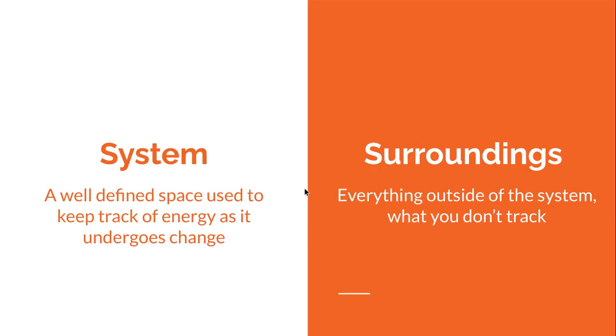When you begin to study thermodynamics, it's very important to understand the difference between a system and a surrounding. A system is a well-defined space used to keep track of energy as it undergoes change, and the surroundings are everything outside of the system that you don't want to track. It sounds a bit confusing, but basically a system is what you're measuring during a chemical reaction, and the surroundings are what you're not measuring, you're not keeping track of.